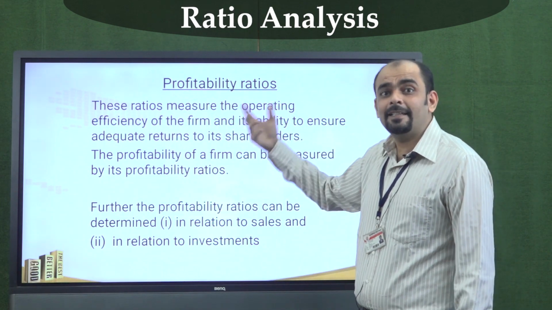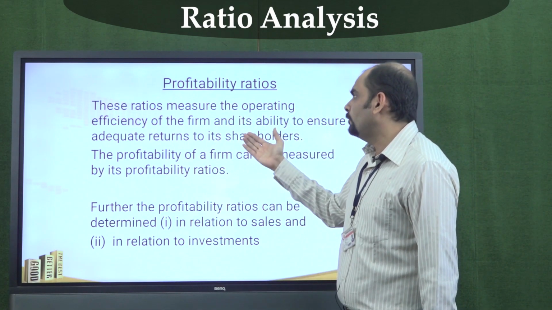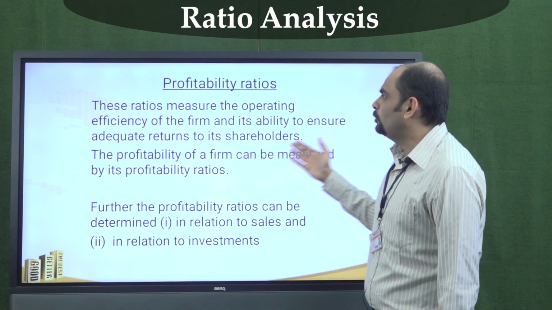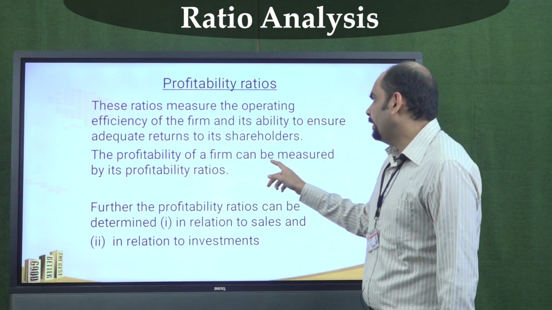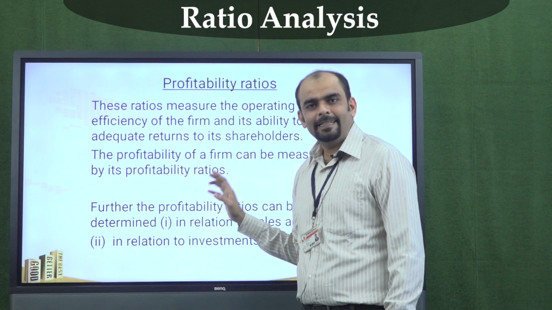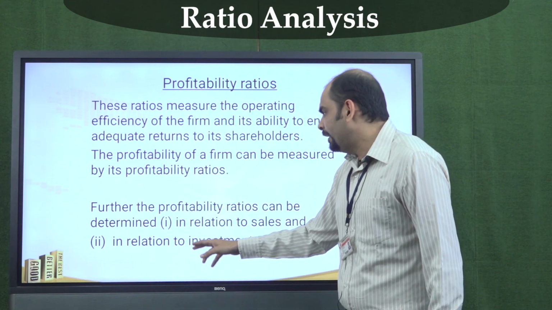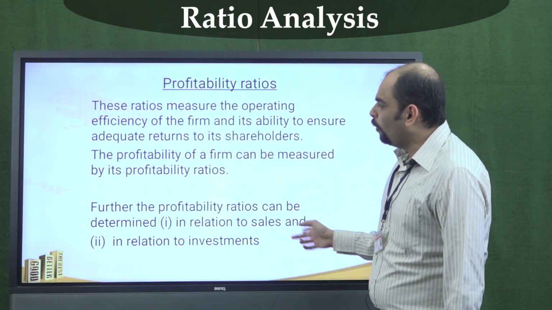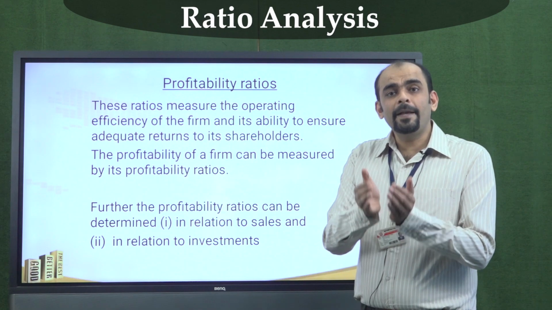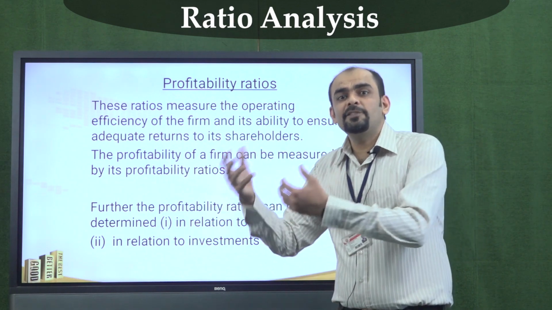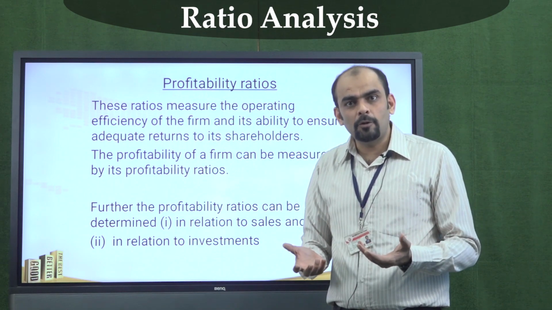Profitability ratios, this is another category of ratios. These ratios measure the operating efficiency of the firm and its ability to ensure adequate returns to its shareholders. The profitability of a firm can be measured by its profitability ratios. Further, the profitability ratios can be determined in relation to sales or in relation to investments. So you need to compare your profits with whatever sales you are making so that you know how well you are managing the operations.